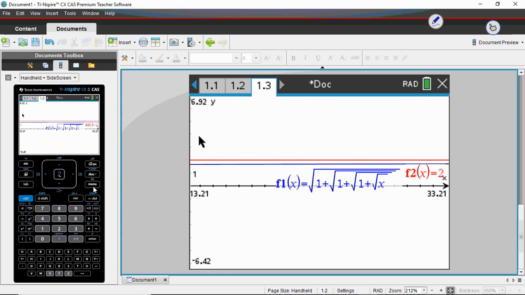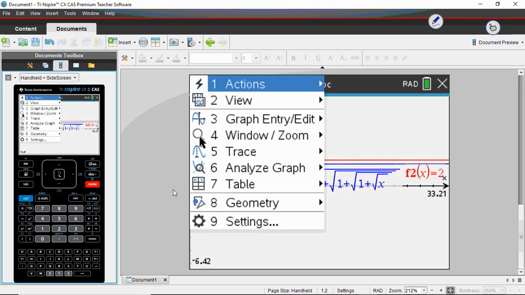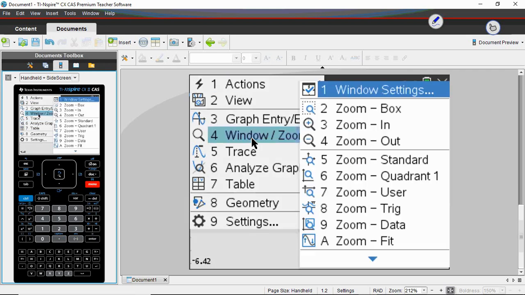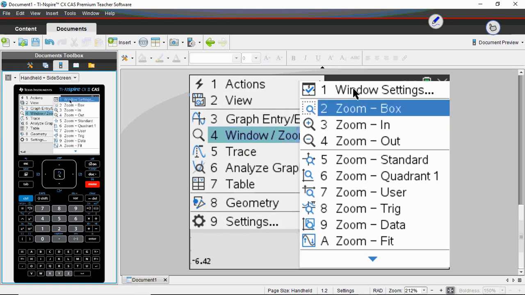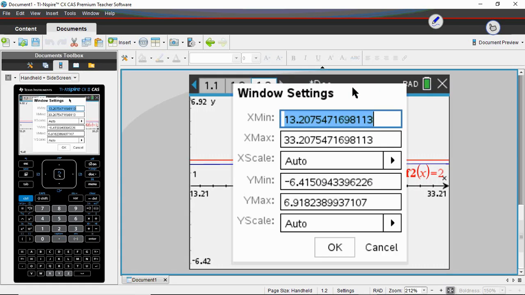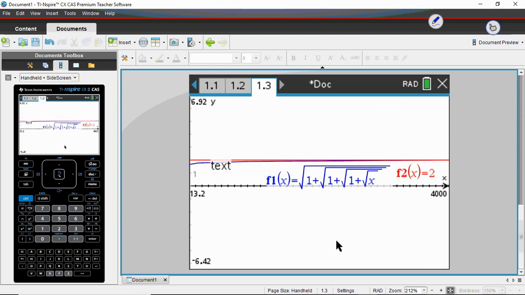Instead, what I would say is go to the menu, and then we're going to change the window/zoom. I recommend usually that you not just press zoom out a whole bunch of times, because it's possible that you could zoom out so far that you can't actually see what's happening. So I like to actually play with the window settings. This gives you a little more control over what's happening. So I'm just going to choose 4000 since I know that's big enough. And we can see that they're getting closer and closer together, and maybe they intersect somewhere over there.